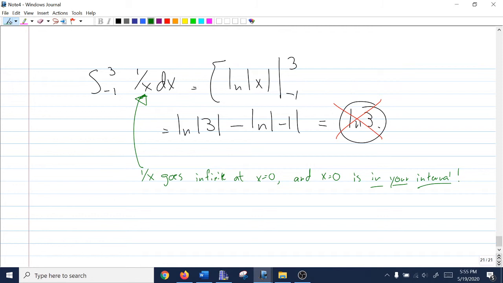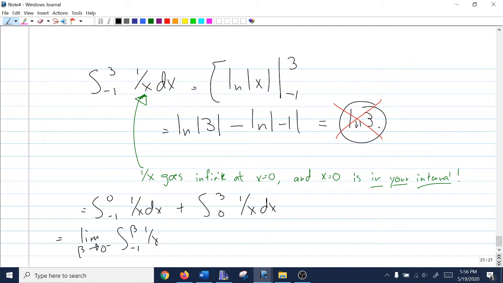It goes to infinity. To do this properly, I need to split it up into the integral from negative 1 to 0, 1 over x dx, plus the integral from 0 to 3, 1 over x dx. Each of these will be a limit. This will be the limit as beta goes to 0 from the left, integral from negative 1 to beta, 1 over x dx. This will be the limit as alpha goes to 0 from the right of the integral from alpha to 3, 1 over x dx. I can do these limits.